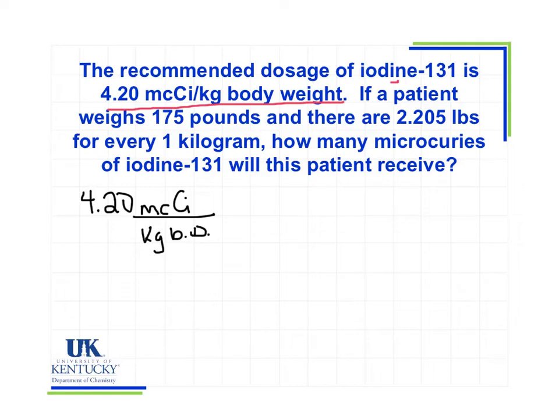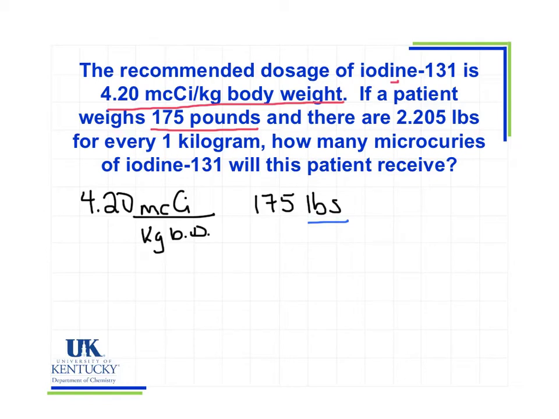If a patient weighs 175 pounds, so there's another number, and I notice that it only has a single unit associated with it, no compound number, so 175 pounds. And remember, anytime I see a single unit associated with a number, that's probably a good sign that that's where I'm going to start my problem.